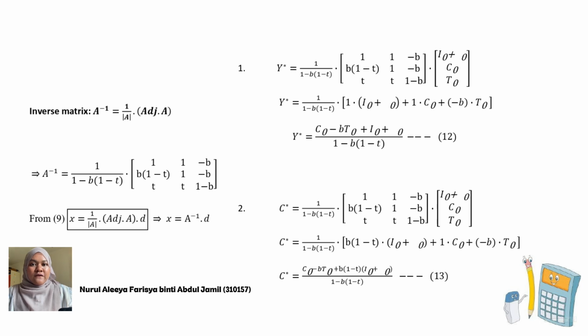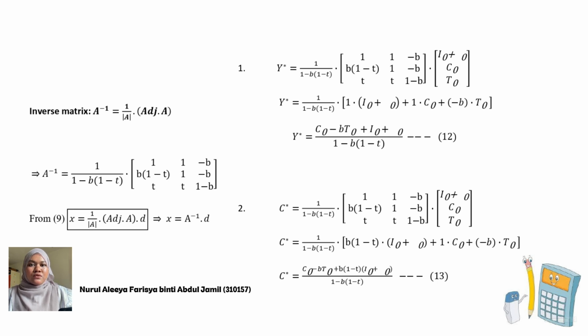Now, we perform the final multiplication, A inverse times vector D. To find Y star, we take the first row of our adjoint and multiply it by the constants in vector D. This is 1 times the quantity I sub 0 plus G sub 0, plus 1 times C sub 0, plus negative b times T sub 0. This gives us our first equilibrium.